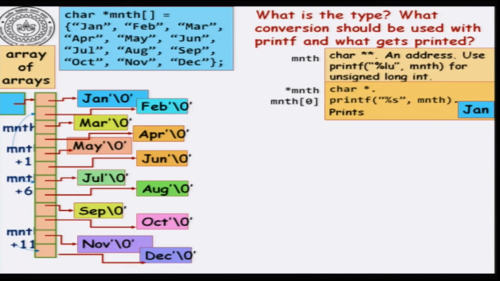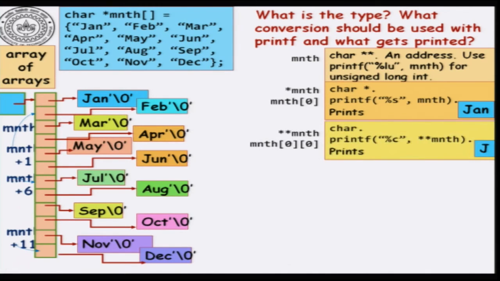What happens if you access *month? Now, you are dereferencing one level below. So, it will be a char star. So, now if you print %s of *month, it will print January. If you print **month, you have dereferenced 2 levels, and you will get the first letter of the first array, which is J.